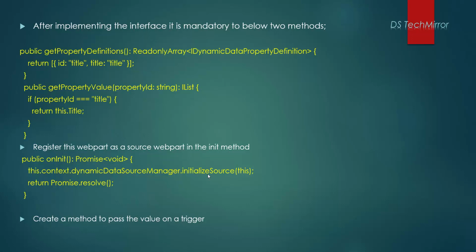After that, I have to write a method to pass the value on a trigger. I will show you that in the hands-on, but to explain in short, when I select any list title from the drop down, that will trigger the on change event. So I have to write a method on that on change event, and I have to pass the list title. In that I will be storing that into some variable, and in this get property value, this is that variable which I am returning. It is as simple as that.